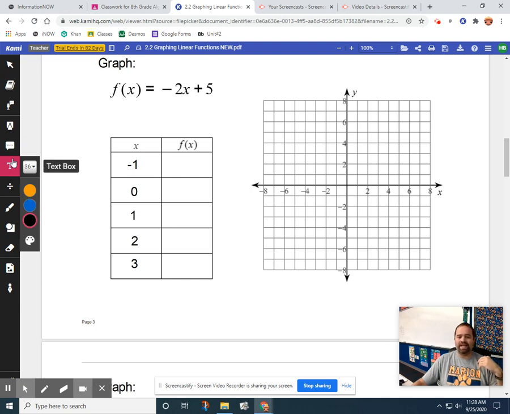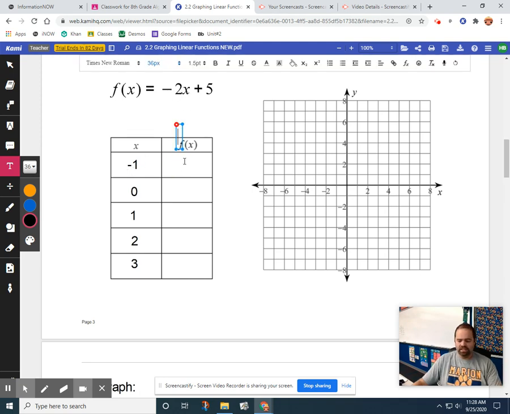So I'm going to choose the text box tool, and you might need to play around with your font size. Get it so it's legible and it's easy to read. And you can change the colors. You know, I guess I just like black when I type. So I'm going to take these. I'm going to evaluate -2 times -1 plus 5.